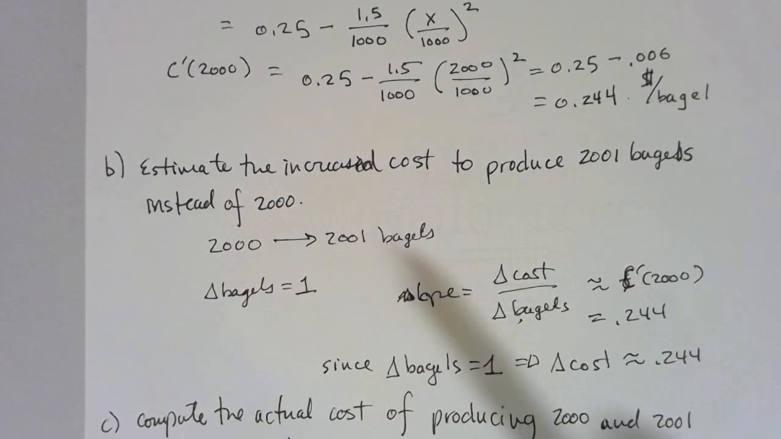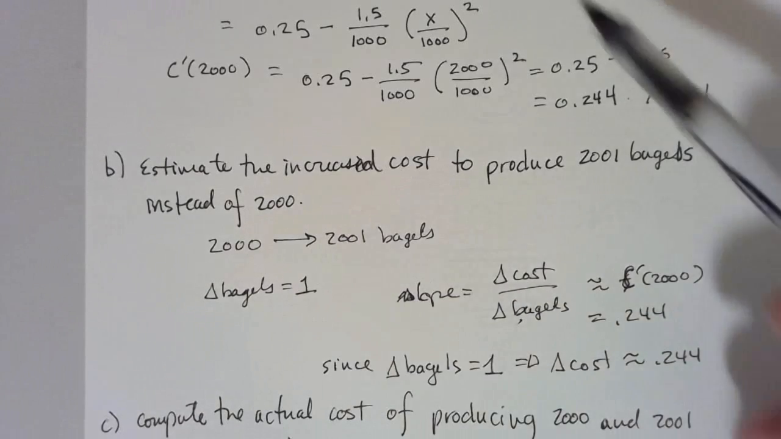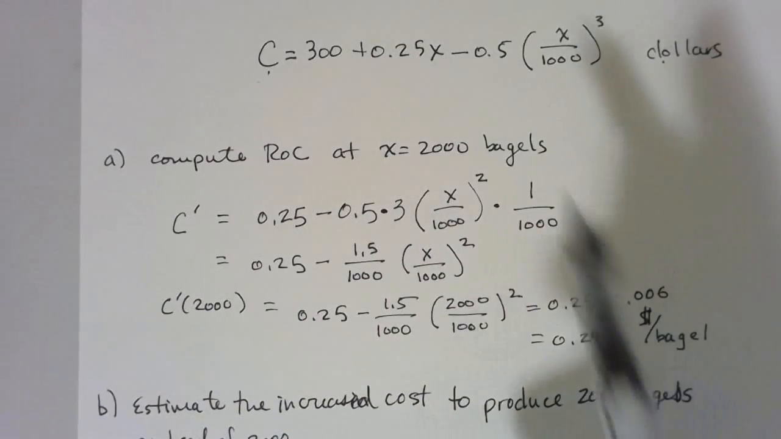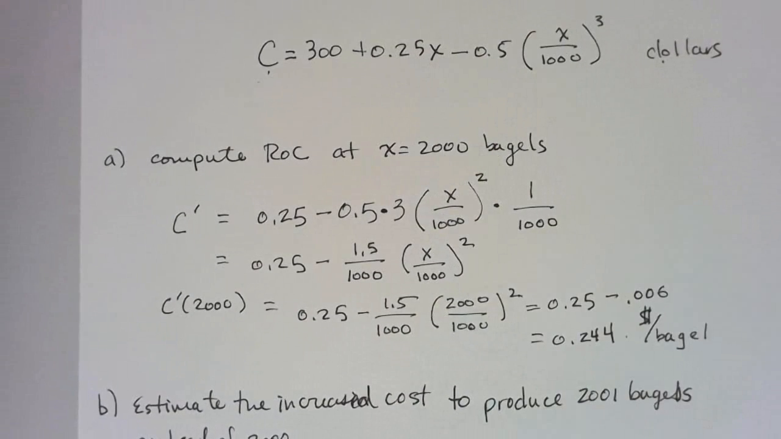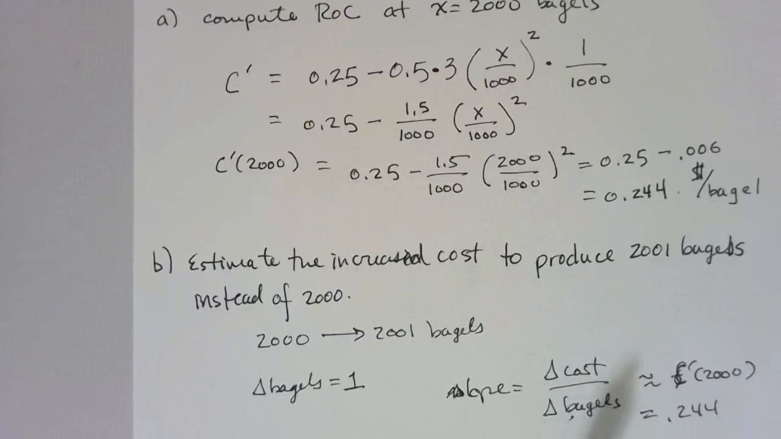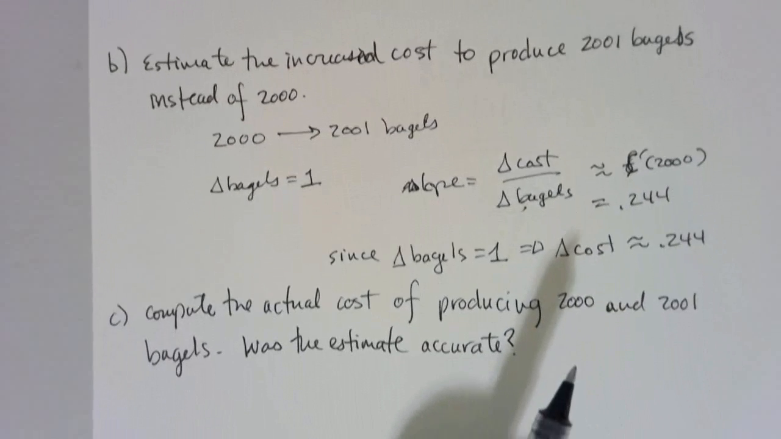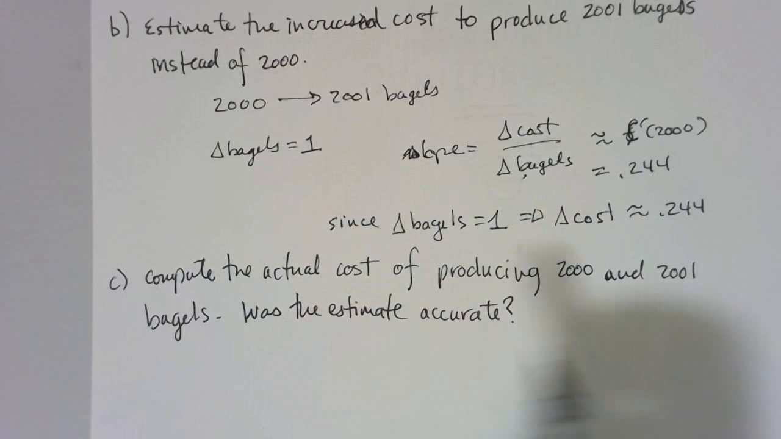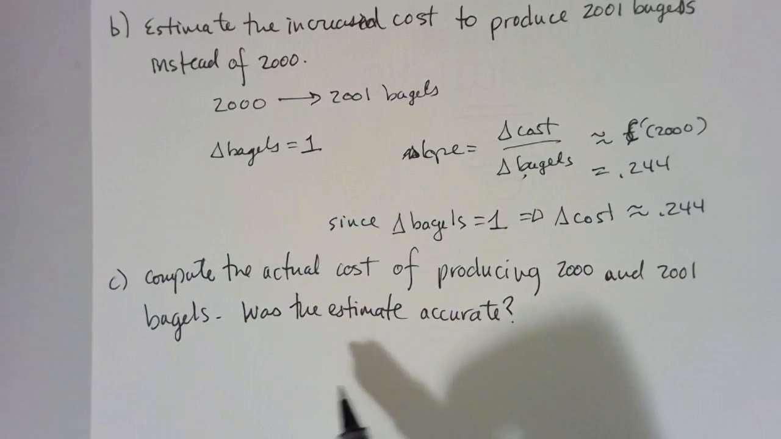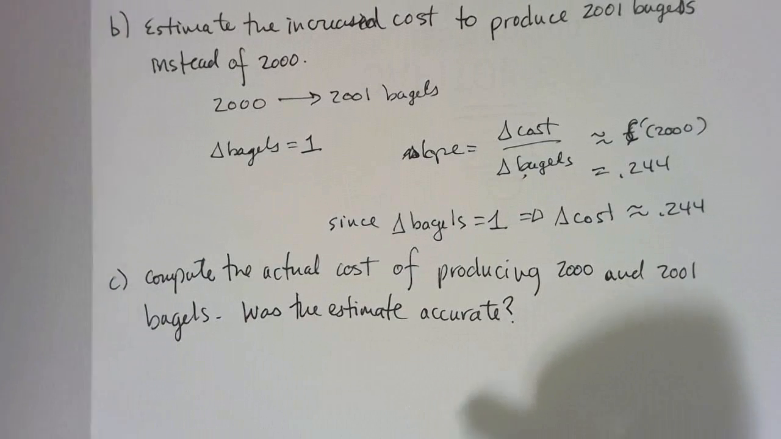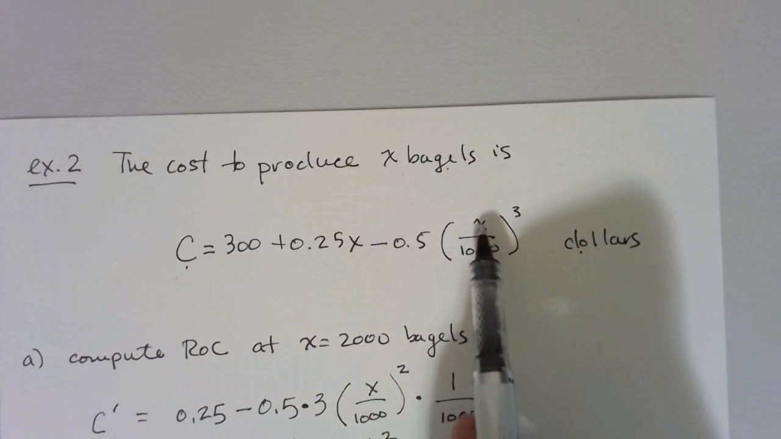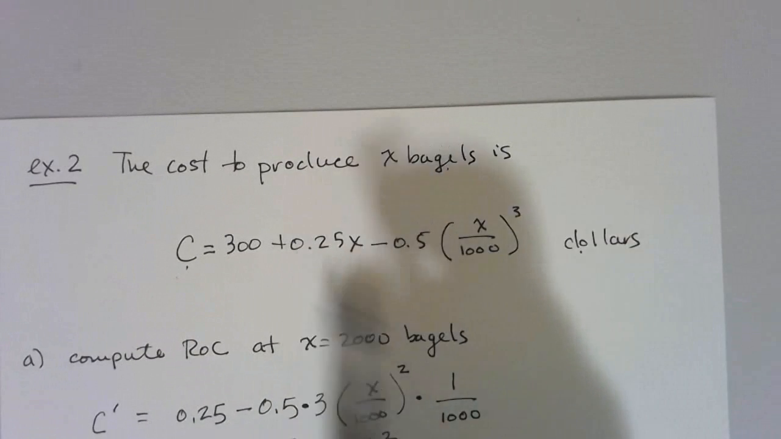Now this is assuming that the slope is staying close to the curve, that at the scale, if we were to graph this function here, the slope is not changing very rapidly at 2000. The way we could measure that was with the second derivative, but that would be beyond what we want to do with this lesson. Last thing though, what's the actual cost of producing 2000 and 2001 bagels, and was this estimate accurate? The actual cost would simply be putting 2000 and 2001 into this function and working it out.